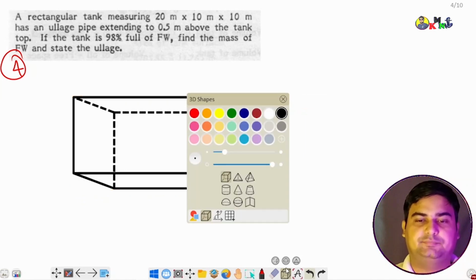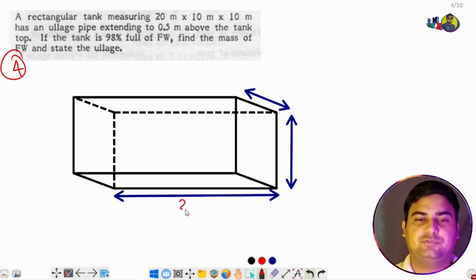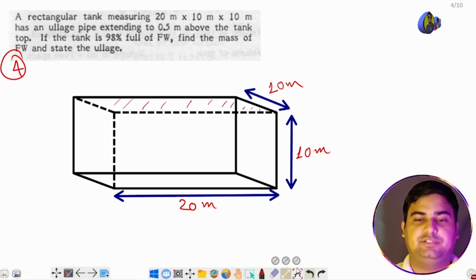This is a tank. Then we will label it. This is the length, this is the width, and this is the height. So the length of the tank is 20 meters, width is 10 meters, and height is 10 meters. It has an ullage pipe extending 0.5 meters above the tank. So this is the top surface of the tank, and the ullage pipe is extending.